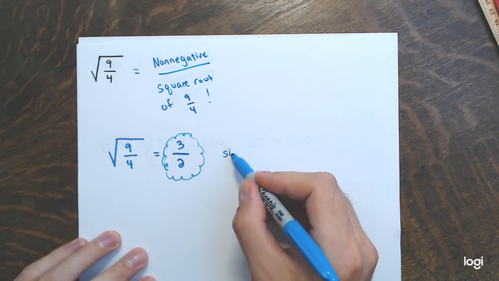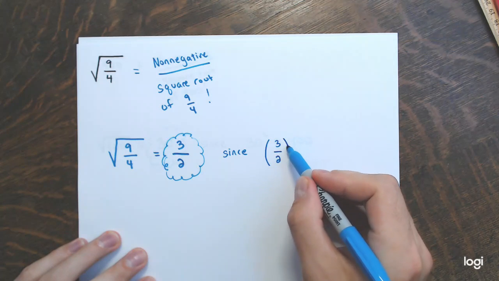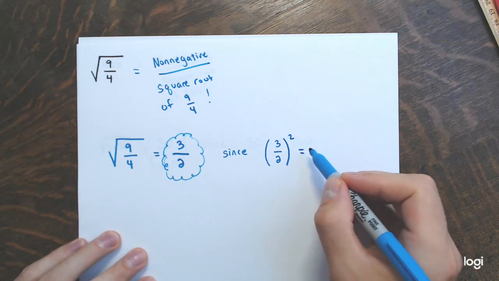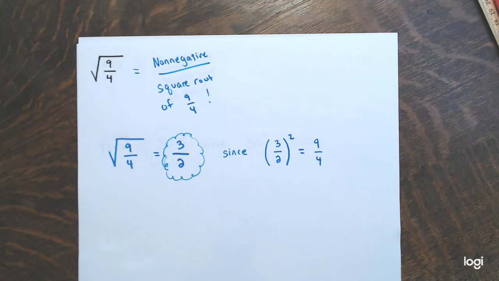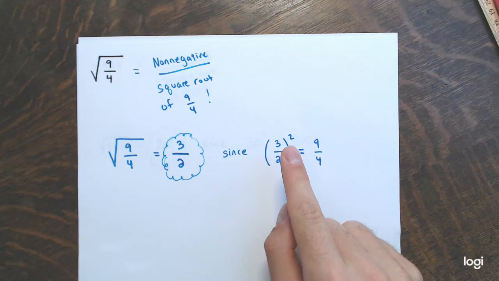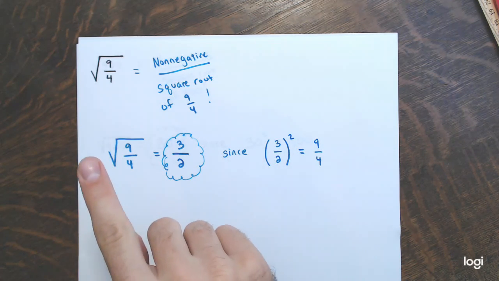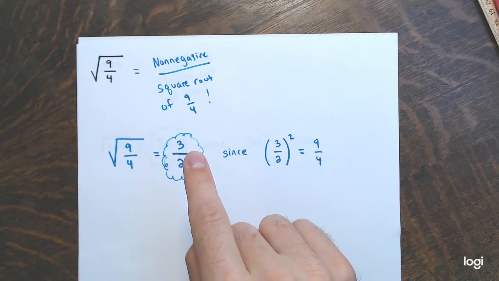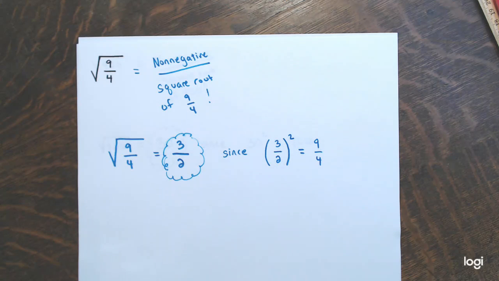And again, that's because if I were to take 3/2 and square it, you're getting the 9/4. Right? Sometimes people say taking the square root is the inverse of squaring. They undo each other. When I take the square root of 9/4, I get 3/2, and when I square 3/2, I get 9/4. They go back and forth. You can think of those as inverse operations if you want.